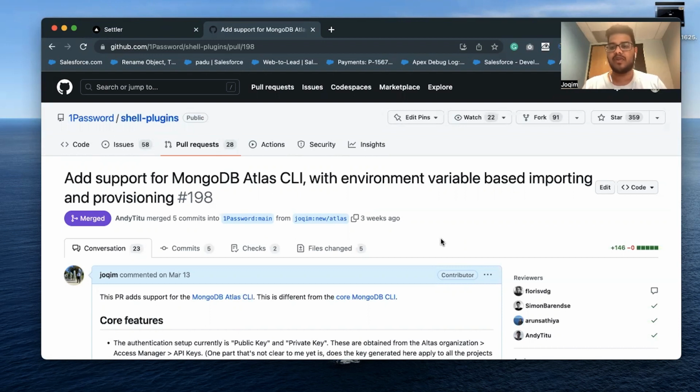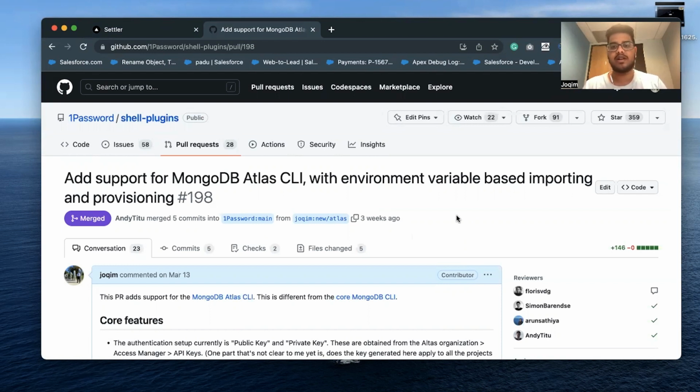Being a heavy user of Atlas CLI, I chose Atlas to fit my daily needs, and integration with 1Password has been seamless. So I would recommend you guys give a try to both shell plugins and Passage.